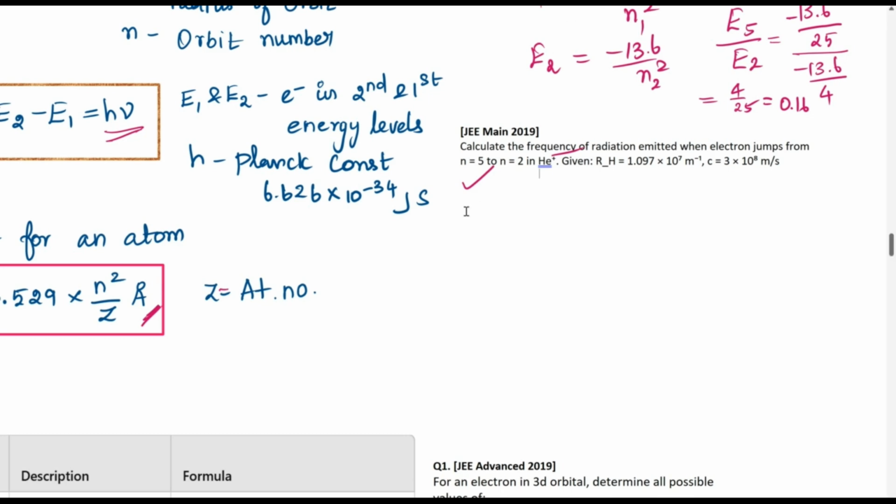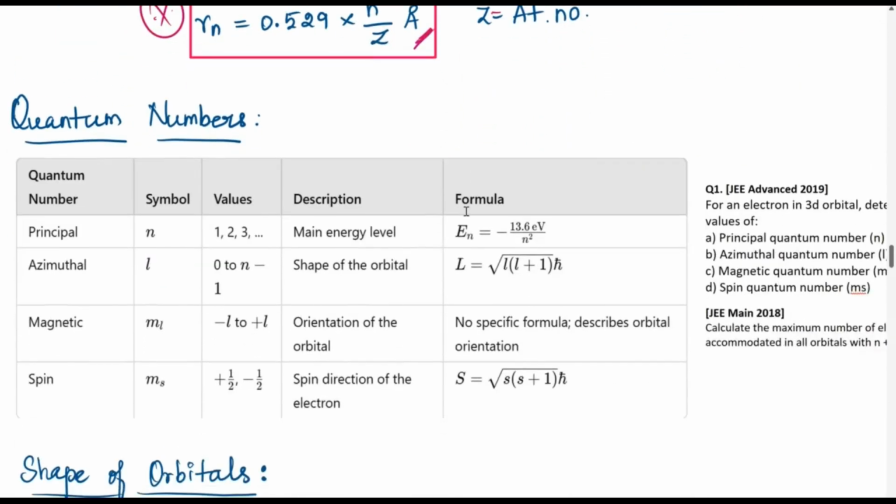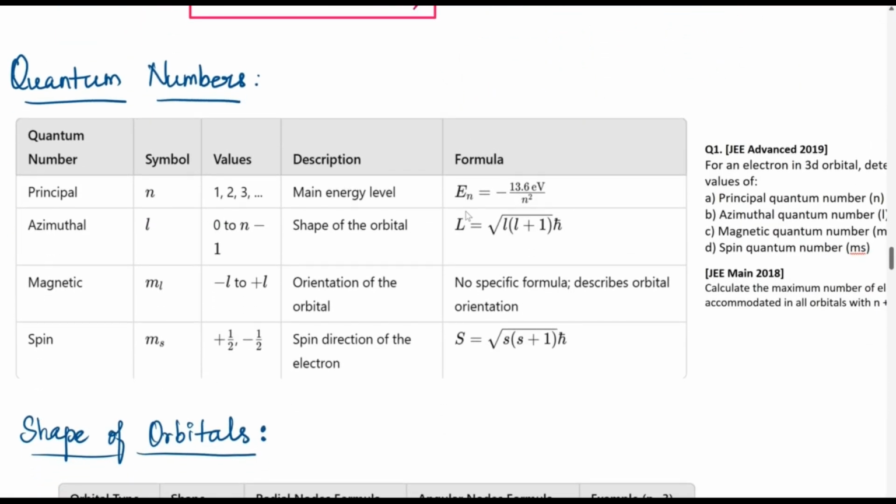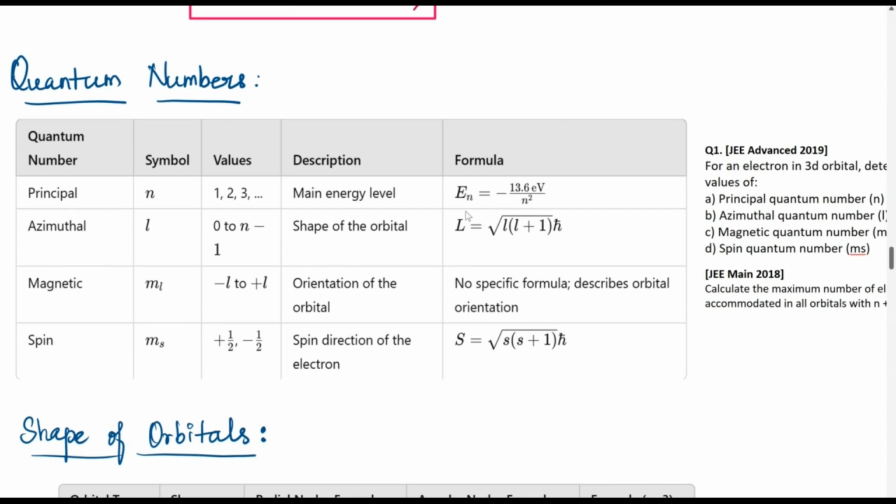So now it's time to move on to the next part, that is quantum numbers. Quantum numbers are of four types. Four different quantum numbers are there: principal, azimuthal, magnetic and spin. The symbols and the values are clearly given. What I would say is try to write the quantum numbers for at least 10 to 15 elements. Pick up some elements randomly and then try to write the quantum numbers of those.